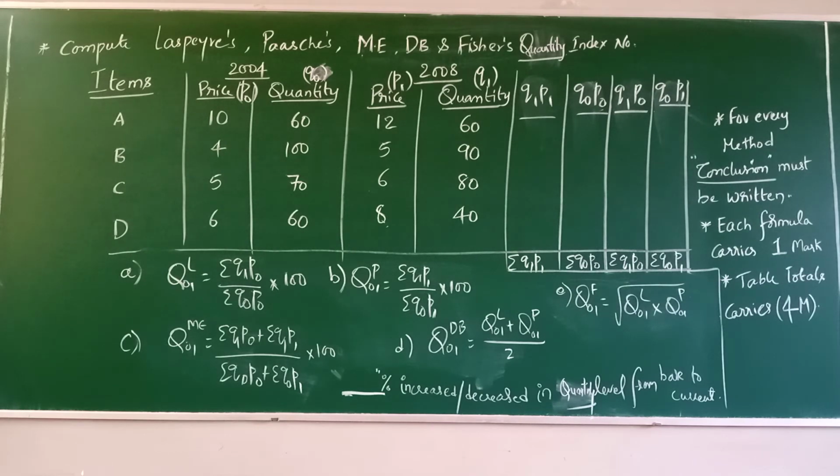And then Marshall Edgeworth, the same way, and Dorbish-Bowley, the arithmetic mean of Laspeyres and Paasche's quantity index number. Therefore Q01L plus Q01P by 2. Similarly, Fisher's Q01F equals the square root of the product of Laspeyres into Paasche's. Here what would be the conclusion for every method? How much percentage, after calculating from 100, increased or decreased in quantity level. For price index number, the price level you have observed. For quantity index number, the quantity level has to be observed from base to current.